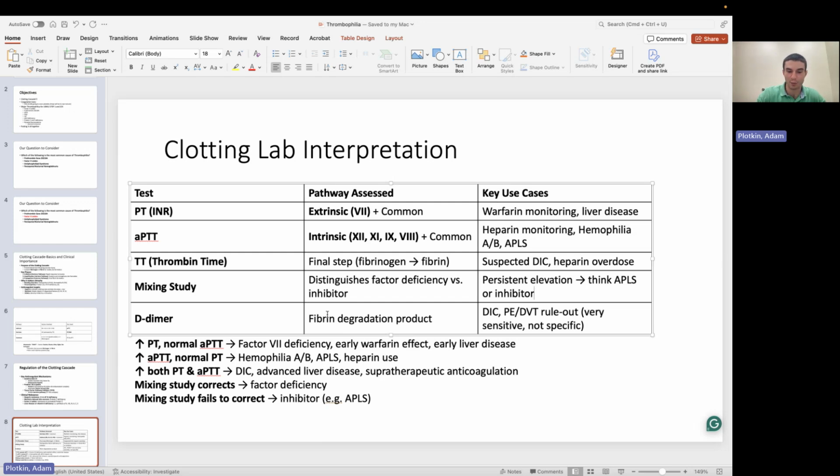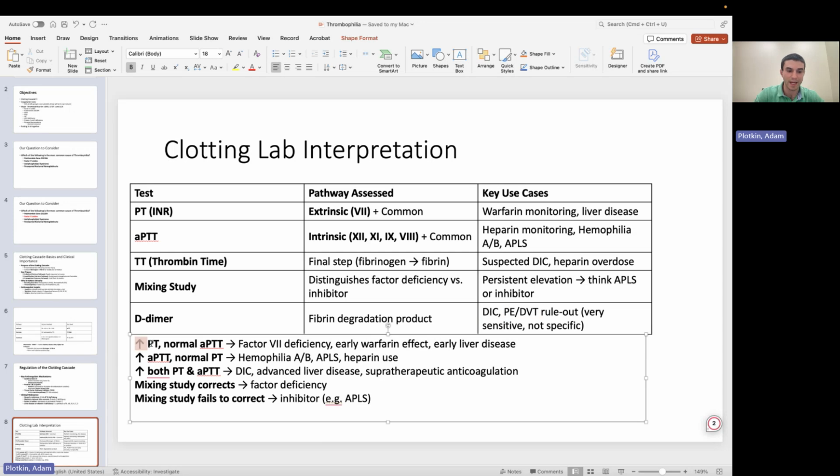Then there's the D-dimer, right, which is a fibrin degradation product. So whenever I see an elevated D-dimer, I just think about fibrin being chewed up, which tells me a lot of clots are being put down. We can see this elevated in DIC. It can be elevated in PE or DVTs, right?